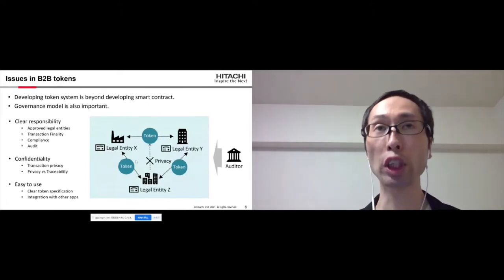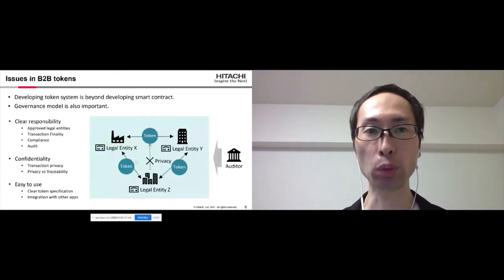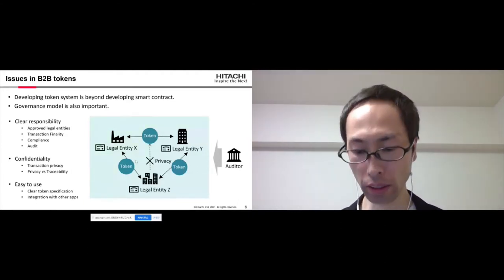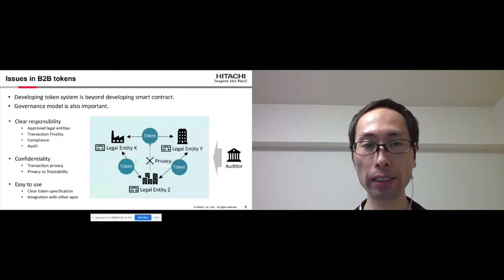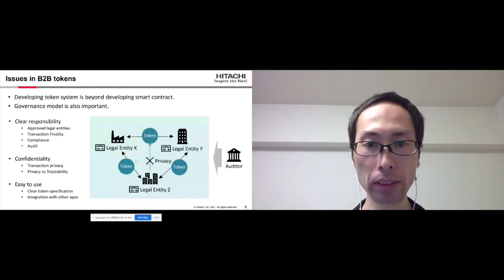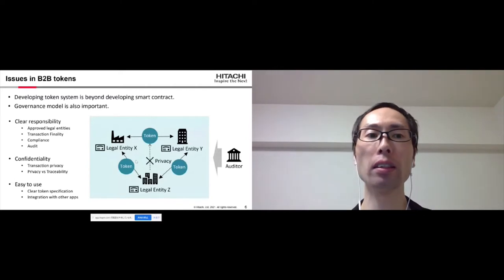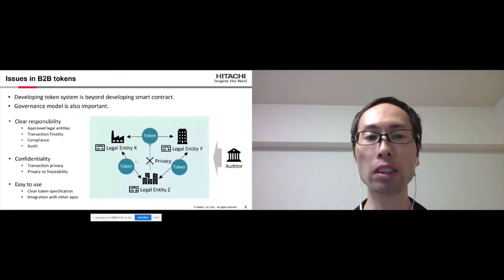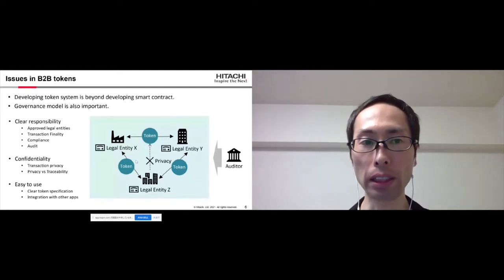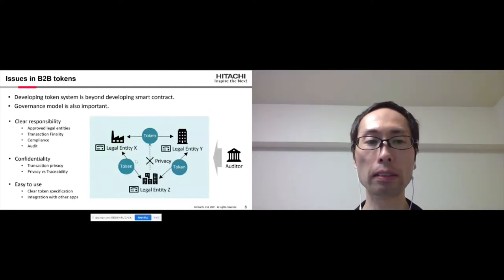However, there are some issues in B2B tokens because developing token system is beyond developing smart contract. So governance model is also important. First, clear responsibility is required. B2B transactions need to be approved by legal entities which already exist. And the transaction finality is also important to make the contract effective. And the participating companies need to follow compliance policy and they need to pass audit process.